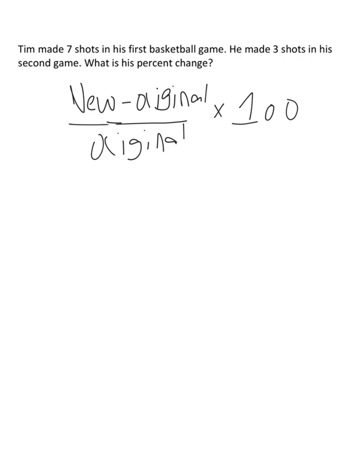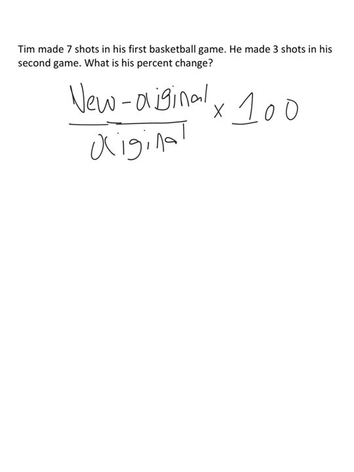So question 3 is going to deal with a percent change problem, and it's going to read: Tim made 7 shots in his first basketball game. He made 3 shots in his second game. What was his percent change?